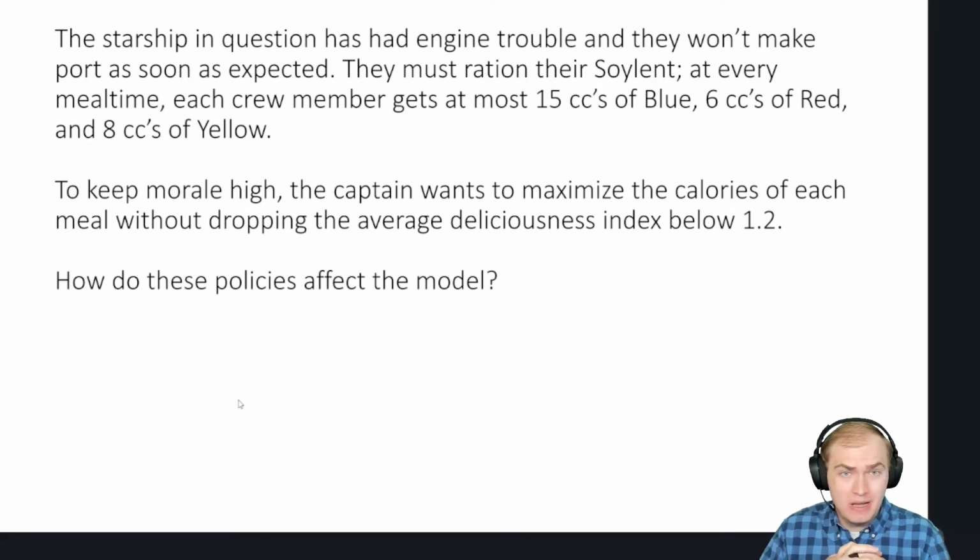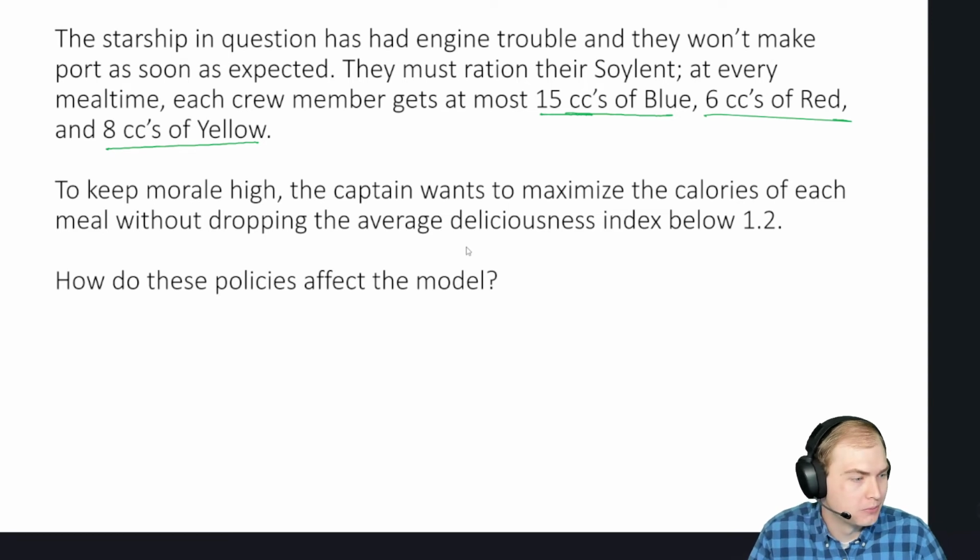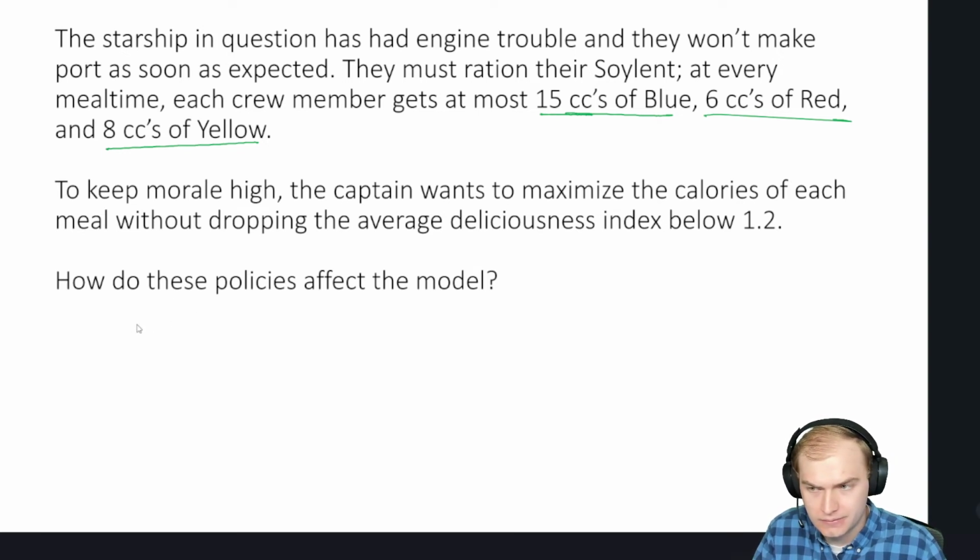So, our spaceship has some engine trouble, and they're not going to make it to port quite as soon as they wanted to. So they're going to have to ration their supply of Soylent. At each meal time, 15 cc's of blue, 6 of red, 8 of yellow. The captain wants to maximize the calories in each meal without dropping the average deliciousness below 1.2. So given the same data and a different objective, we're going to have a whole different model, right? We want to maximize the number of calories.